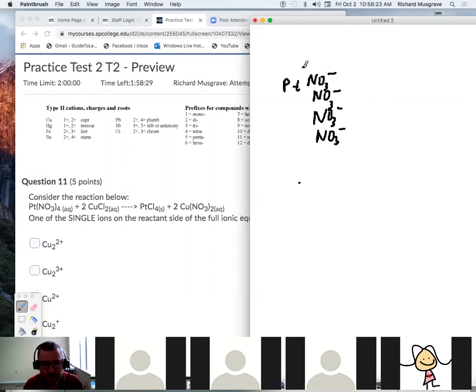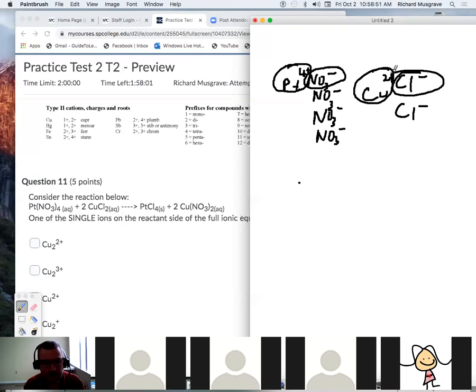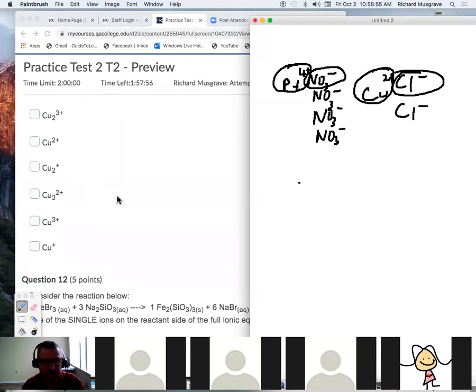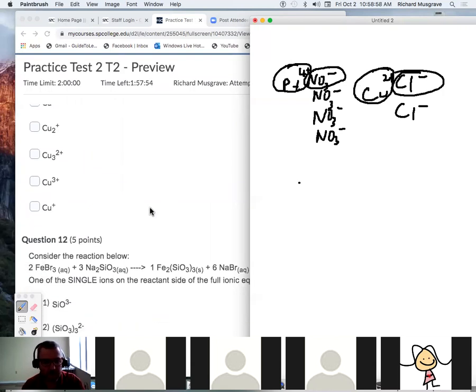So if I drew a picture of PtNO3 4, it would be Pt4 plus and 4 NO3 minuses. And for the copper, it'd be 2 Cl minuses and copper 2 plus. Now it's after the single element. So the single elements would be Pt4 plus, NO3 minus, Cu2 plus, and Cl minus. And in this instance, it's pretty clear we're looking for the copper, so the answer there would be copper 2 plus. Anybody got any questions?